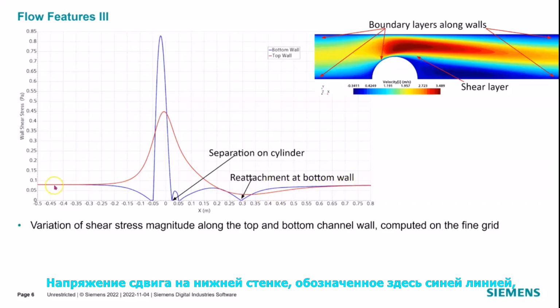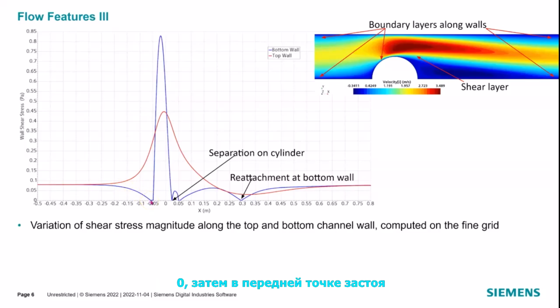The shear stress at the bottom wall, here denoted by the blue line, decreases gradually as the flow approaches the obstacle. It becomes zero at the first separation point, is zero then again at the front stagnation point, and increases then rapidly along the obstacle to reach its maximum shortly before the top of the obstacle, where it is about 10 times higher than in the straight channel.